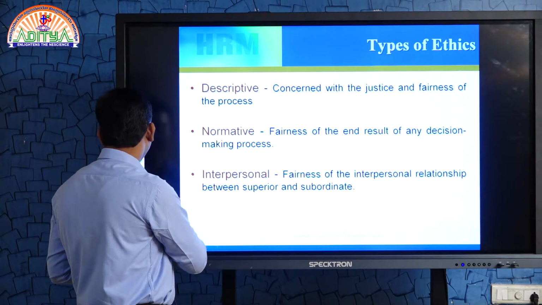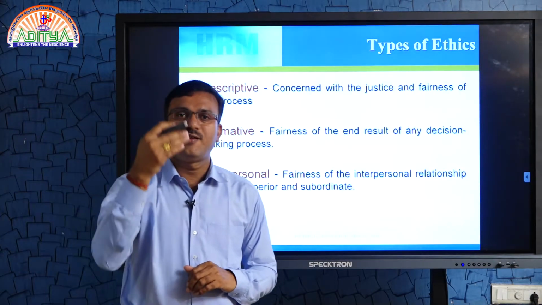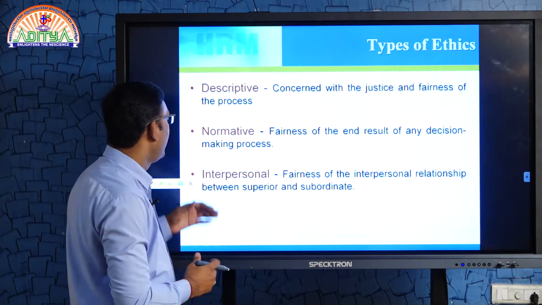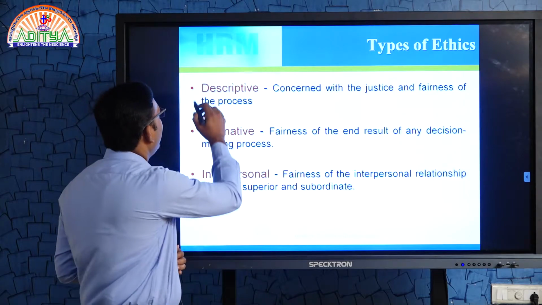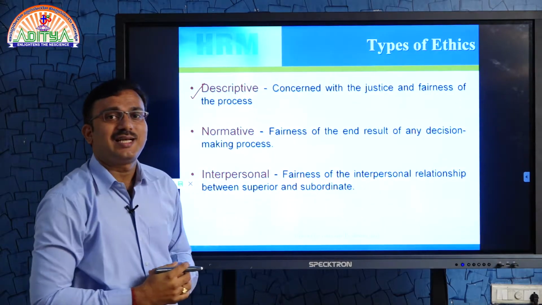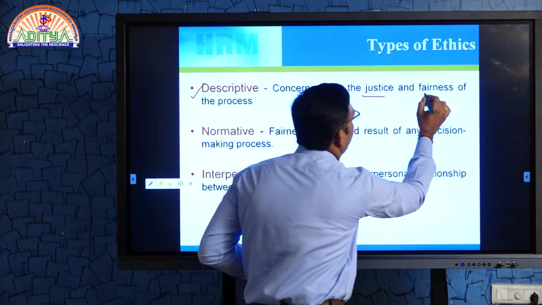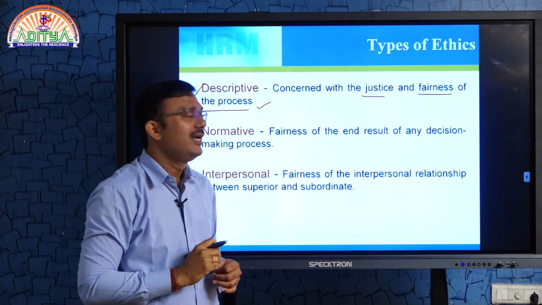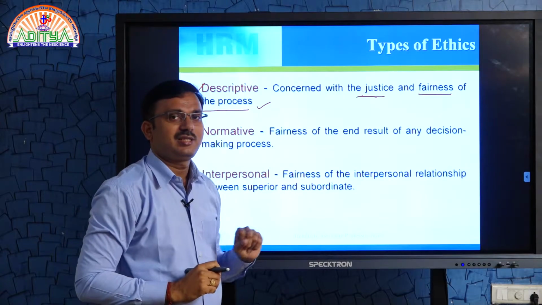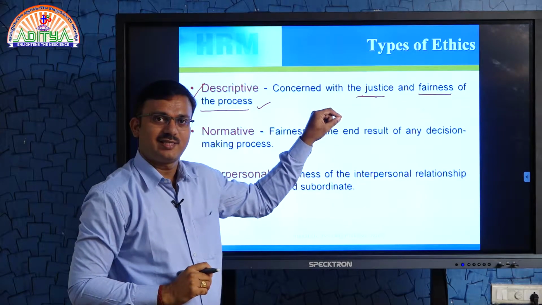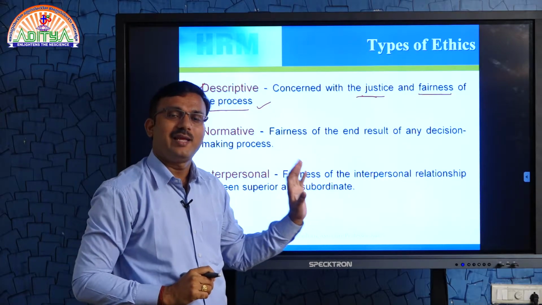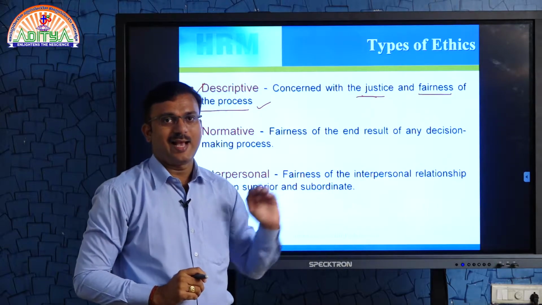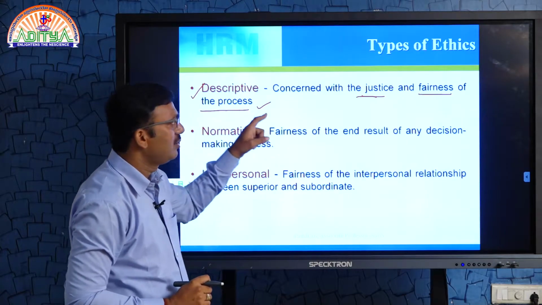Next, we will see the types of ethics. Ethics are categorized into three different types. The first one is descriptive, the second one is normative, and the third one is interpersonal. First we will see what descriptive is. Descriptive means which is concerned with the justice and fairness of the process. Whatever work we do in the organization should have proper justice and fairness. Fairness in the sense that we do the work effectively in the organization, not involving any other unethical aspects. That is the descriptive type of ethics.